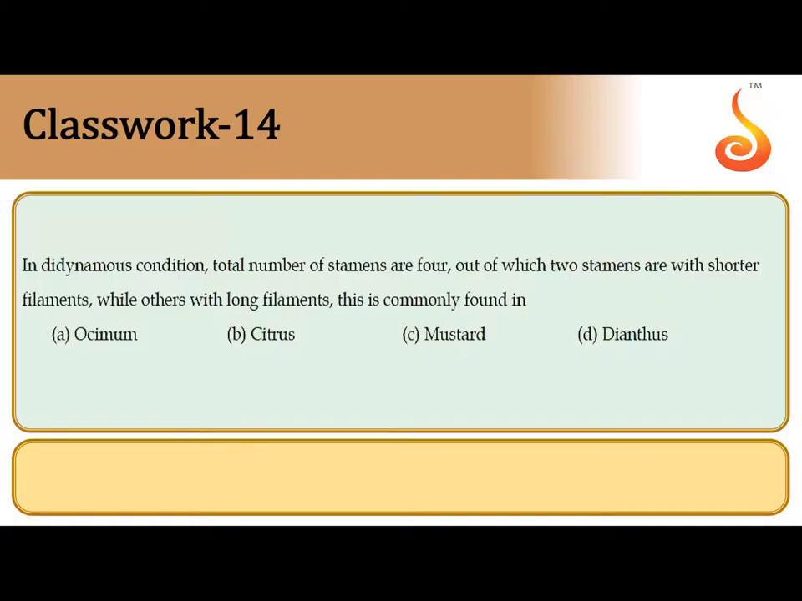Didynamous condition means there will be four stamens. Two of the stamens will be taller and two of the stamens will be shorter. This is called didynamous stamen, which is seen in Ocimum, in Salvia, etc.